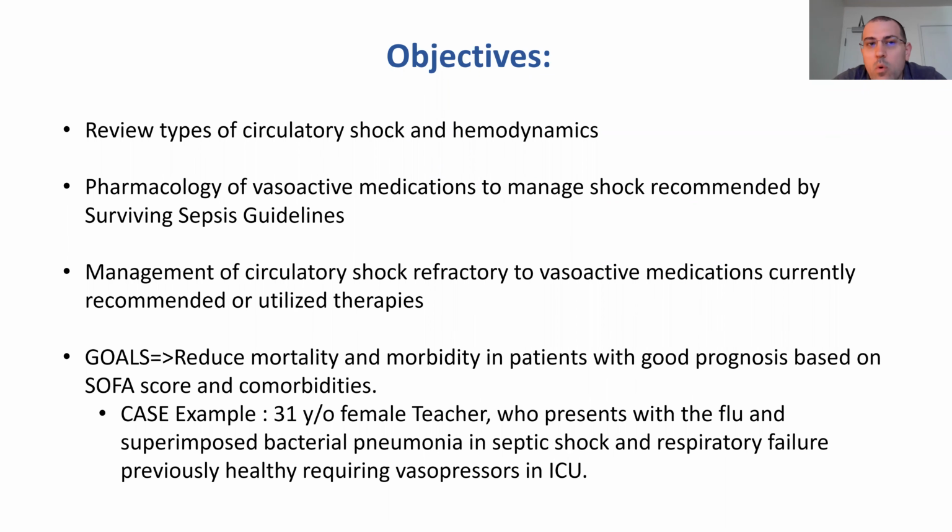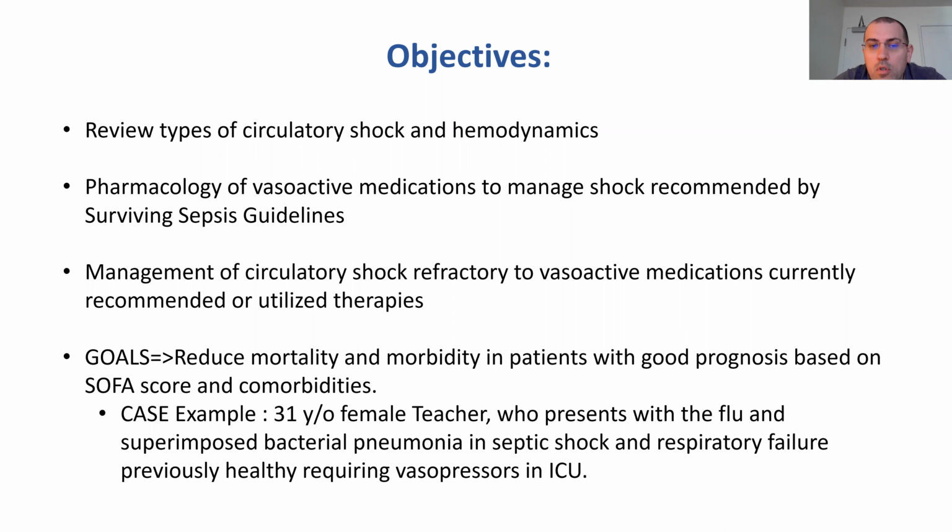So the objectives, again: we'll review types of circulatory shock and the hemodynamics associated with them. We'll review the pharmacology of vasoactive medications to manage shock as recommended by the current Surviving Sepsis guidelines. And then we'll review management of circulatory shock refractory to vasoactive medications that are currently recommended. So again, what to do when there are no guidelines left.